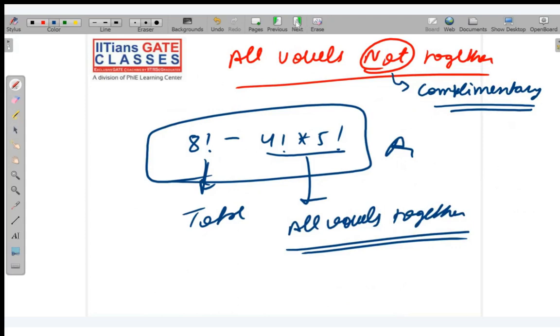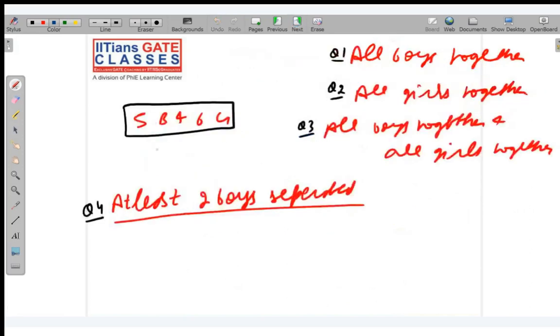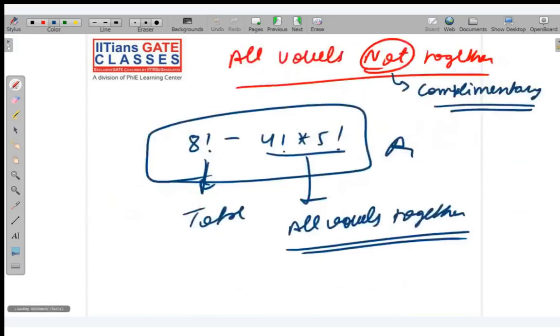Done, sir. Okay, next, they can ask questions like: 5 boys and 6 girls are there. All boys together, all girls together, and so on. I think you can answer these questions very easily, and I am leaving them as homework for you, as I have just solved many questions like this. Next is at least 2 boys separated. I have explained the same just now.